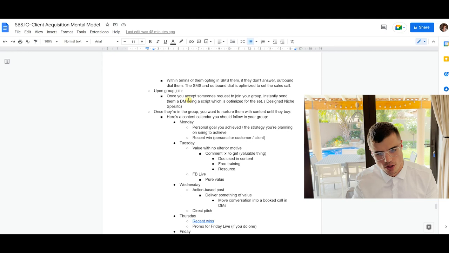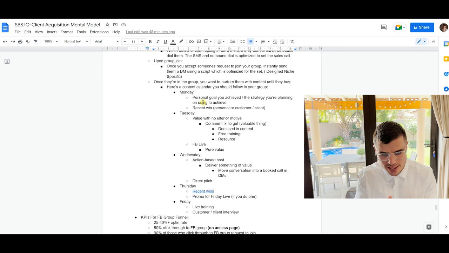The SMS and the outbound dial is optimized to set out within the sales calls. So upon a group join, once you accept someone's request into the group, you instantly send them a DM using the script, which is optimized for your set, because this is where the thing comes in.